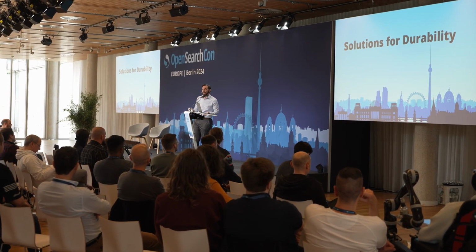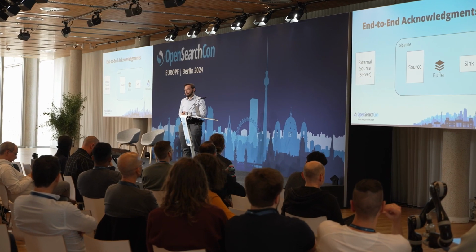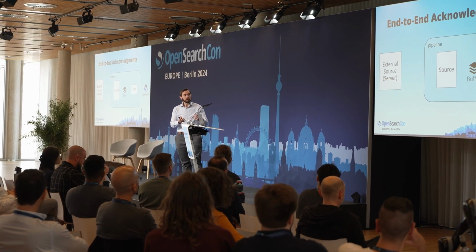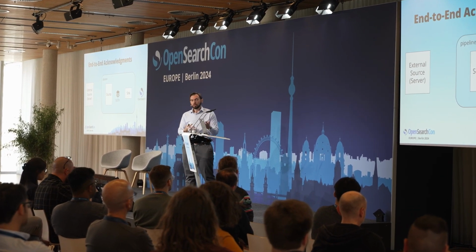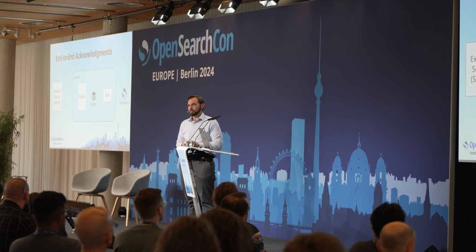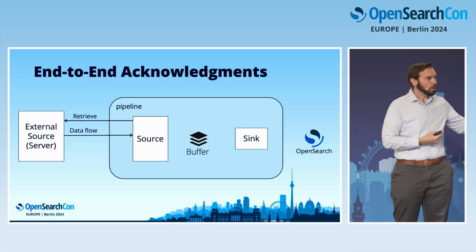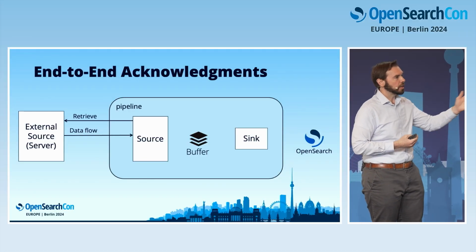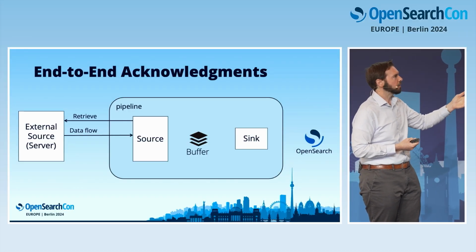All right, now that we know the two basic types, I'm going to talk about how we offer durability for users when they have those sources. First, let's talk about those pull-based sources. With those pull-based sources, we offer a concept called end-to-end acknowledgements. So going back to what I showed earlier, Data Prepper reaches out to retrieve data, and then data starts flowing in.